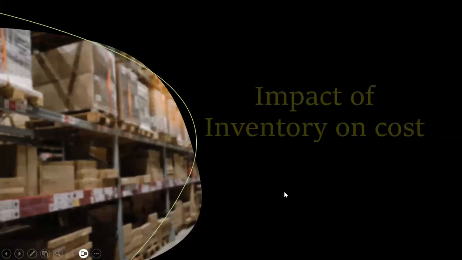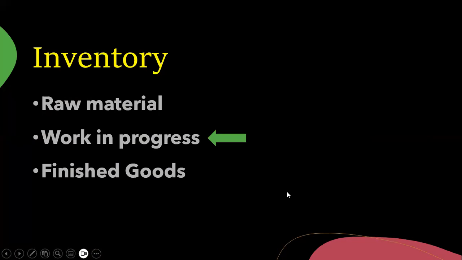When we say inventory, it may be raw material, it may be work in progress, or it may be finished goods. But the focus of this particular presentation is more on the work in progress. Work in progress is also called incomplete units or unfinished goods, where the degree of completion is not 100%. In case of finished goods, the degree of completion is 100%.